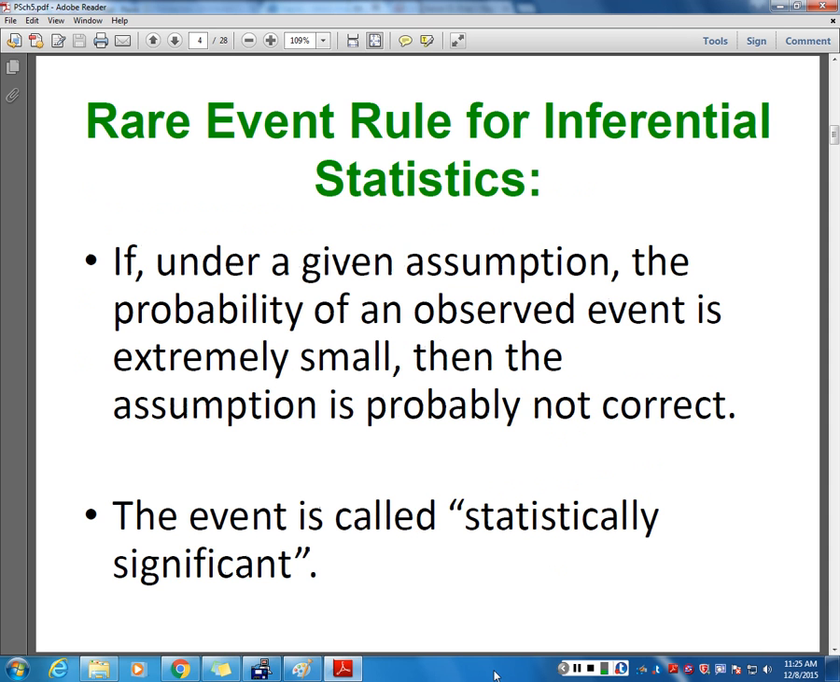And part of what's motivating all of this is the rare event rule for inferential statistics, which is used later on in hypothesis testing. It says if under a given assumption the probability of an observed event is extremely small, then the assumption is probably not correct, and the event is called statistically significant. Well, in order to be able to say if something is rare, we've got to be able to calculate probability. And that's part of why we're talking about probability in probability and statistics, and about discrete probability distributions today.